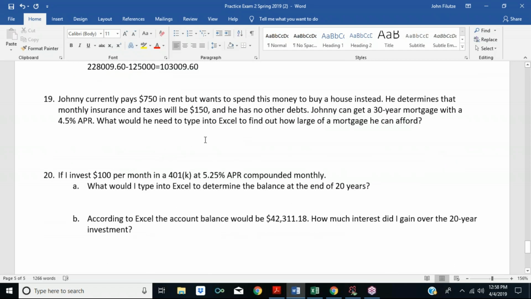All right, number 19 and 20, wrapping this up. So this one says that this Johnny has $750 that he pays in rent. He knows if he buys a house, he's going to have $150 in taxes and insurance each month, and wants to know what he can type into Excel to get the mortgage amount. So this time it's going to be equals PV. We're looking for the value. And then the rate, 12 times 30 years, and then negative 750 minus 150 is $600 that he would have available. That's what we would type in.